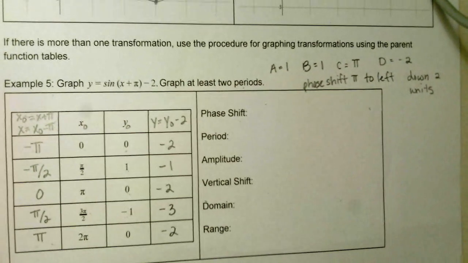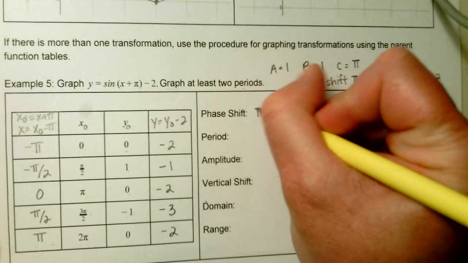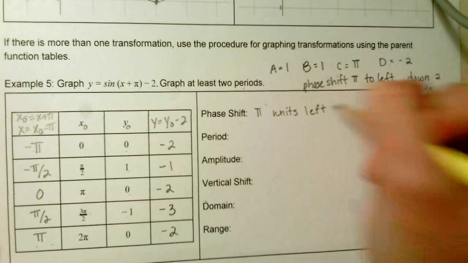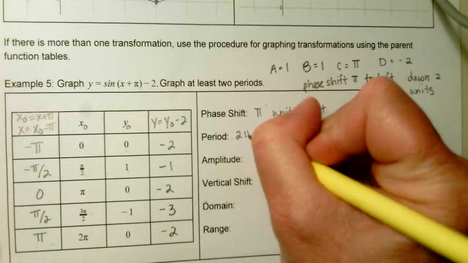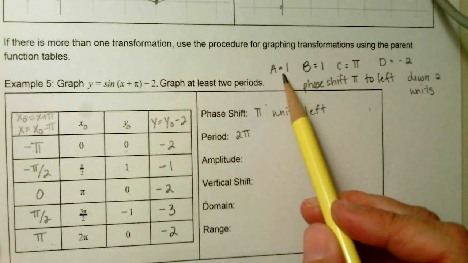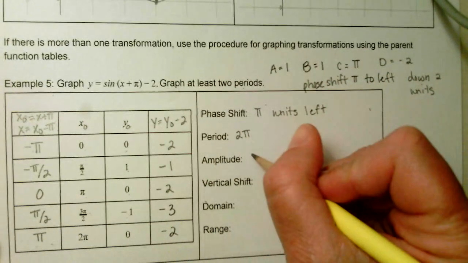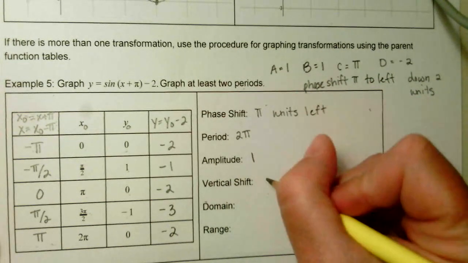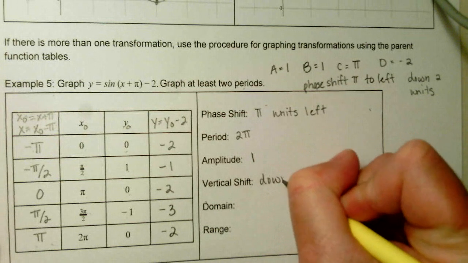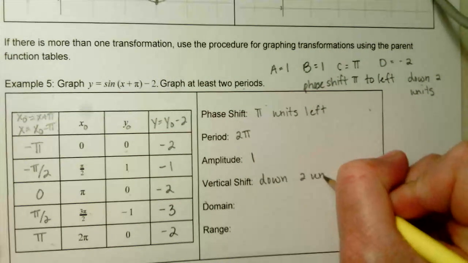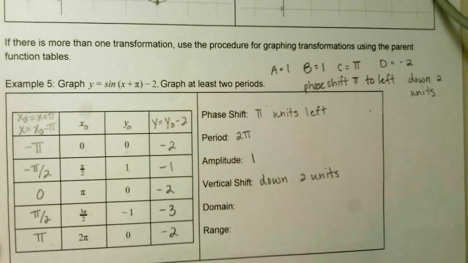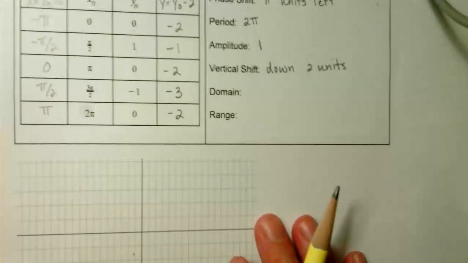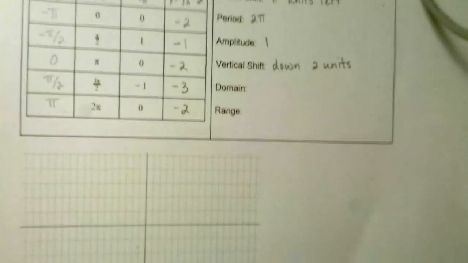Okay, so my phase shift, I just said I'm going pi units left. My period, I still said, is 2 pi. My A is 1, so that means my amplitude is the same as my parent graph. It's 1. My vertical shift is I'm going down 2 units. My domain and range, I'm going to wait to do until I've graphed all of my points.